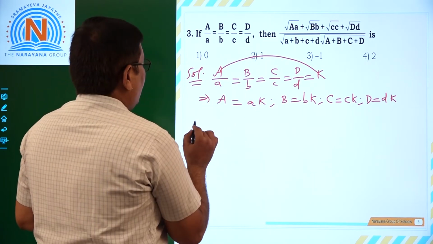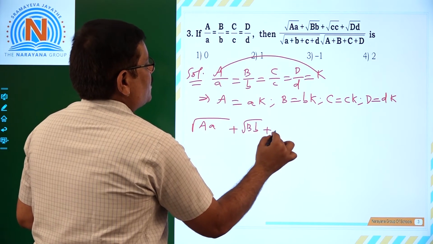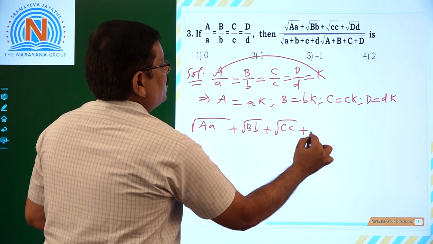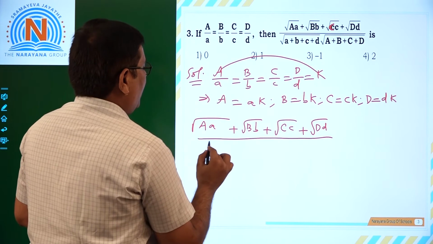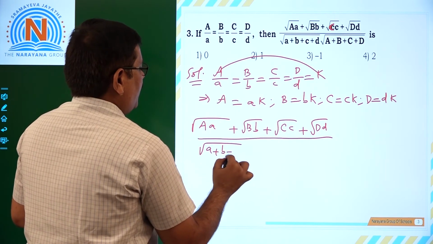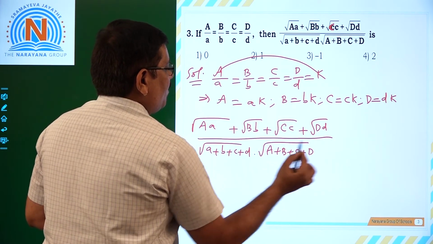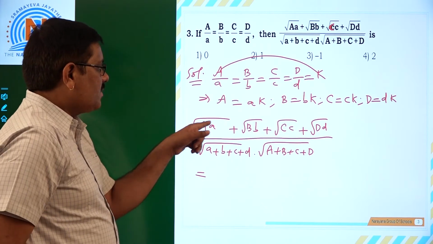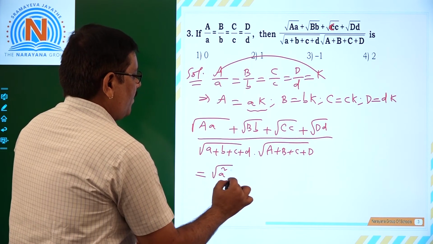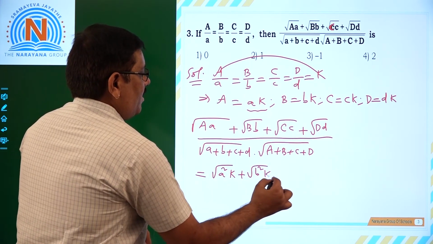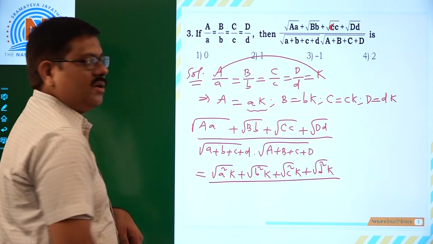Now we have root a times of a plus root b times of b plus root c times of c plus root d times of d, upon root over a plus b plus c plus d into root over a plus b plus c plus d. Its value is going to be root a times ak, that is root a square k plus root b square k plus root c square k plus root d square k. This is the numerator.